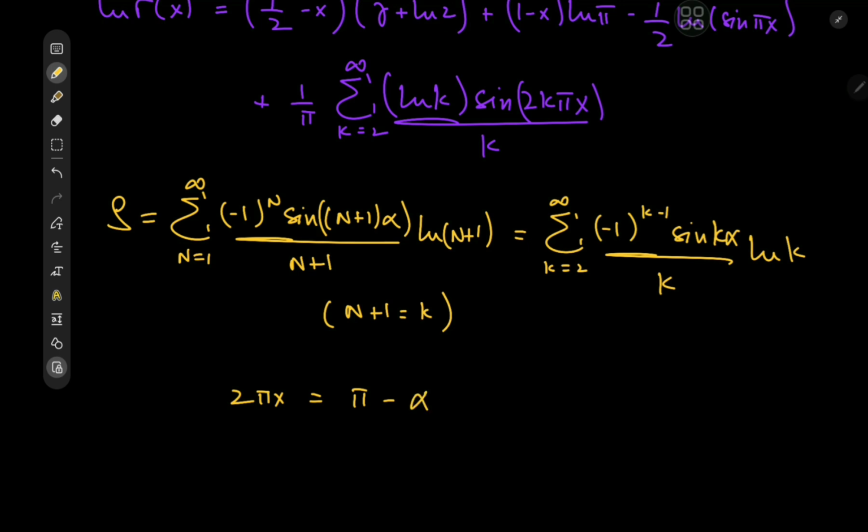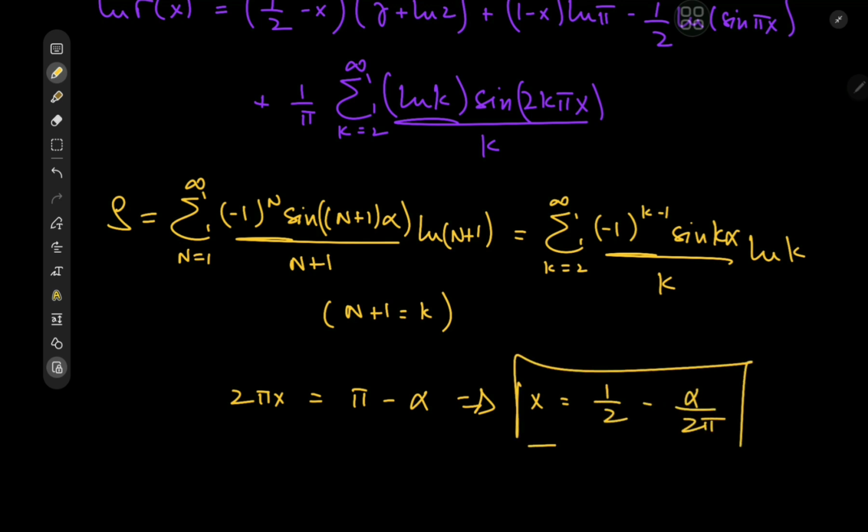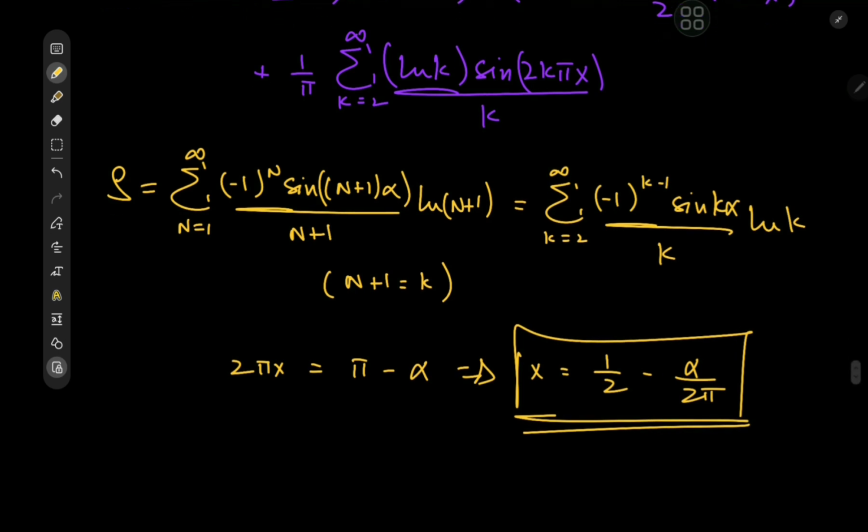Reason for that being that if we have a pi term, we could introduce an alternating term by virtue of the sine of a minus b or a plus b, that kind of trigonometric formula. Let me explain what I mean. So if this is the case, then we actually need x equal to 1/2 minus alpha divided by 2 pi. And how exactly does that help us?